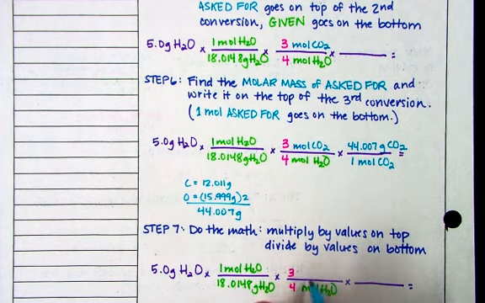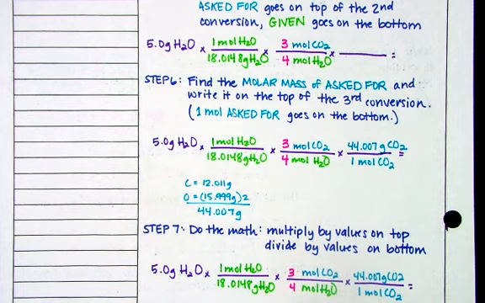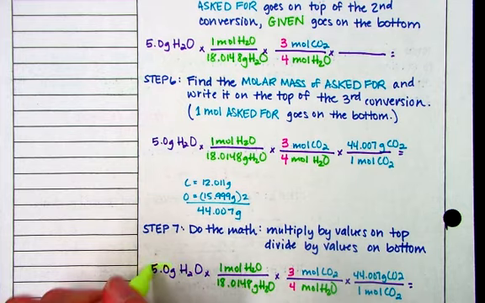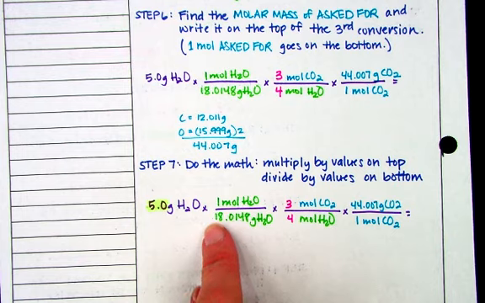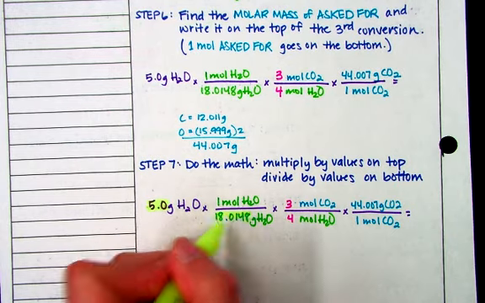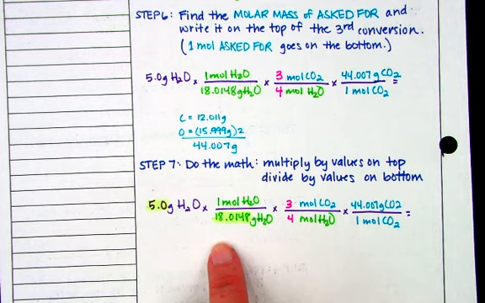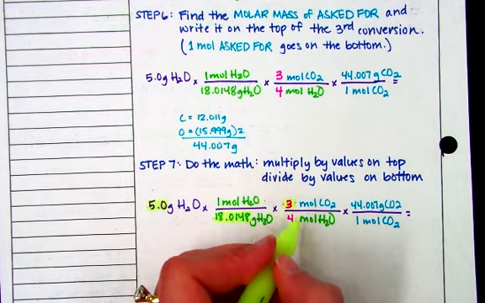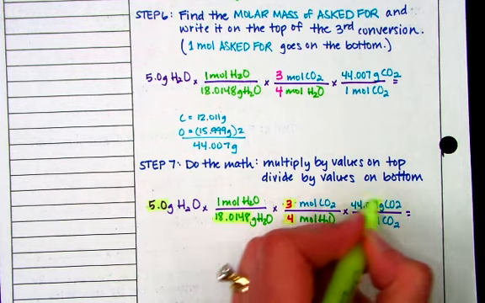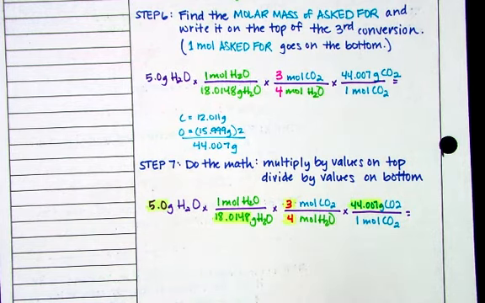Now my given is moles of CO2, 44.007 grams, 1 mole. Okay. You're going to take your given value, right? Am I going to multiply or divide by 18.0148? I have to divide by it because it's on the bottom, right? Then I multiply by 3, I divide by 4, and I multiply by 44.007.